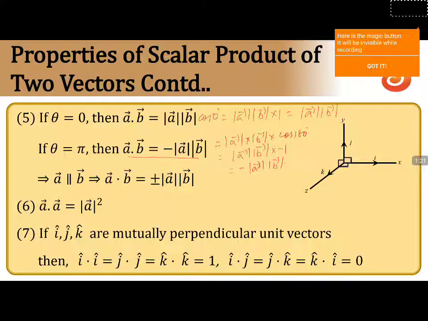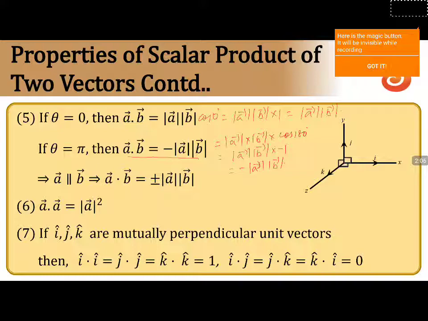And suppose two vectors are parallel to each other, that is, if vector A is parallel to B, then A dot B can be written as plus or minus magnitude of A into magnitude of B. The plus indicates that the two vectors are in the same direction. And coming to the second one, minus, A dot B is equal to minus of magnitude of A and magnitude of B. This indicates that the two vectors are in opposite directions. So the importance of plus and minus is to tell about their directions.